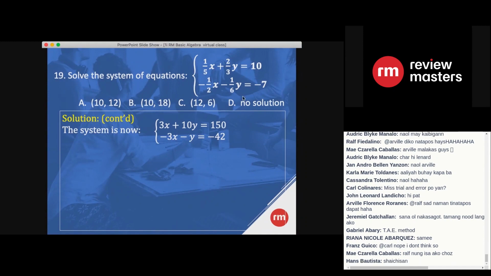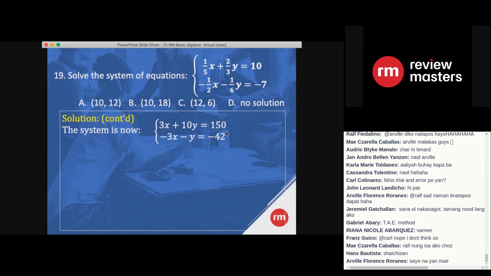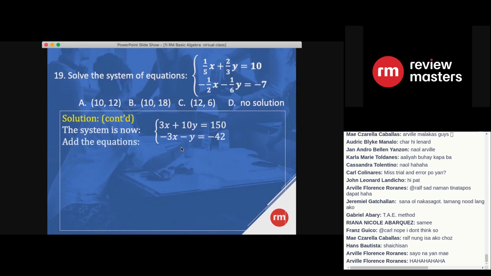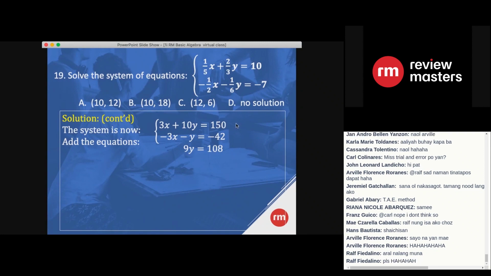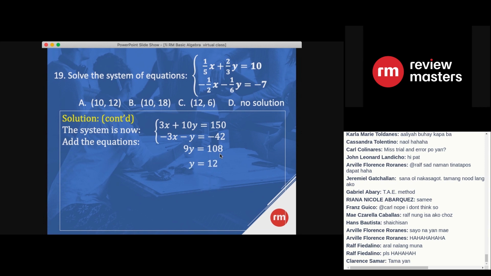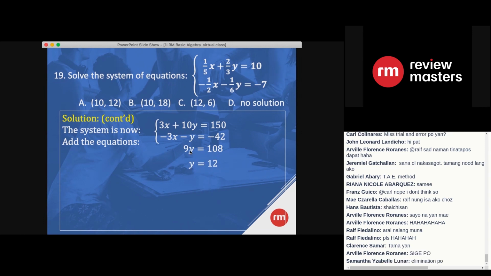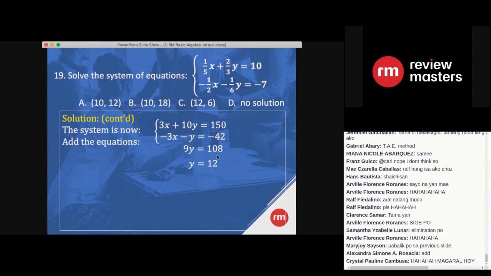Okay. What do you think is the best method para dito? Glaringly, kitang-kita na natin na pag pinag-add natin ito at dito, maaalis na ang x. Diba? So, when we add the equations, na-eliminate na natin ito. So, 10y plus negative y is 9y. 150 plus negative 42 is 108. Then divide both sides by 9, y is equal to 12.